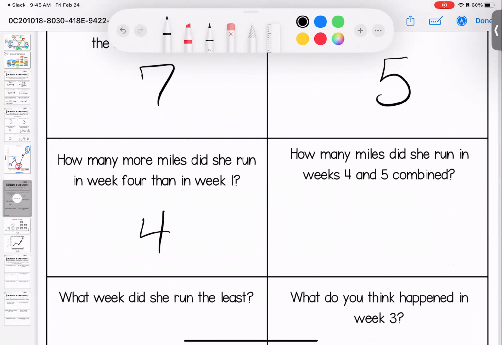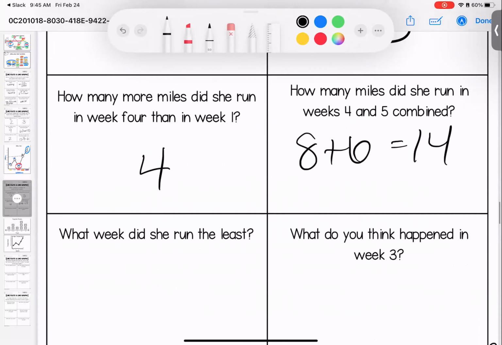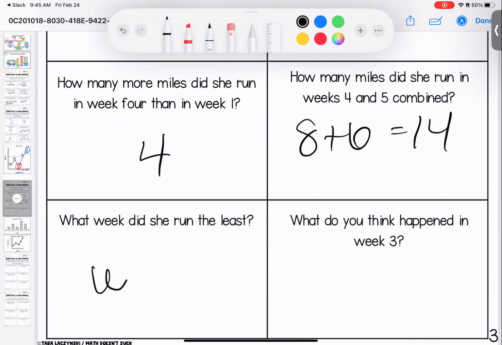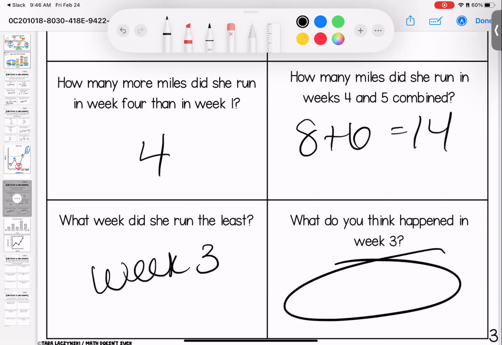How many miles did she run in 4 and 5 together? It was 8 plus 6, which is 14. Which week did she run the least? Week 3, and why? Could be anything. Lots of answer choices. It could have been that she got hurt, that she was tired, that she took a week off. Lots and lots of answer options. Totally up to you what you put here, as long as it makes sense. A reason that she would have ran less.